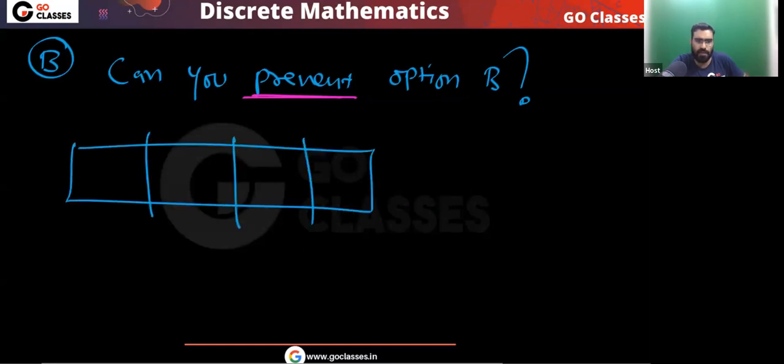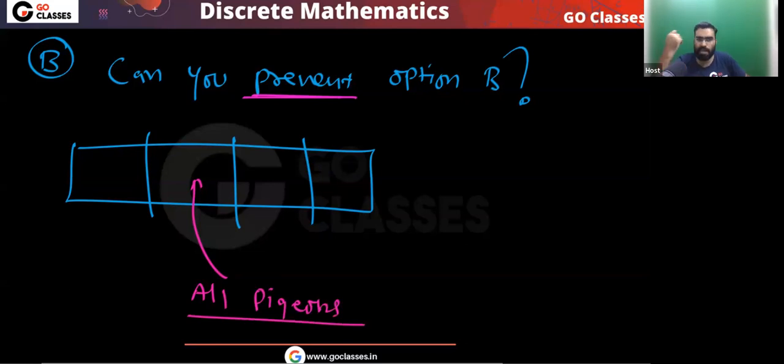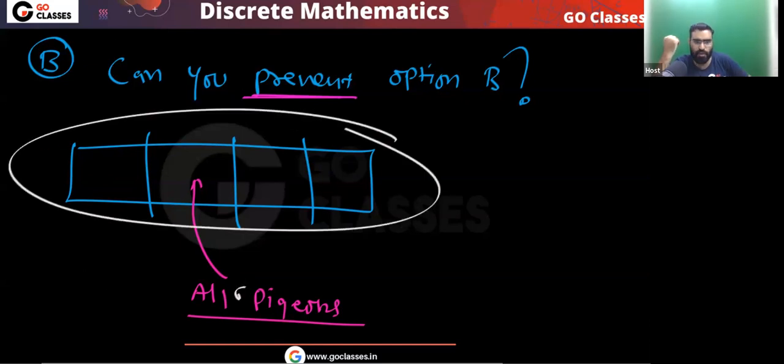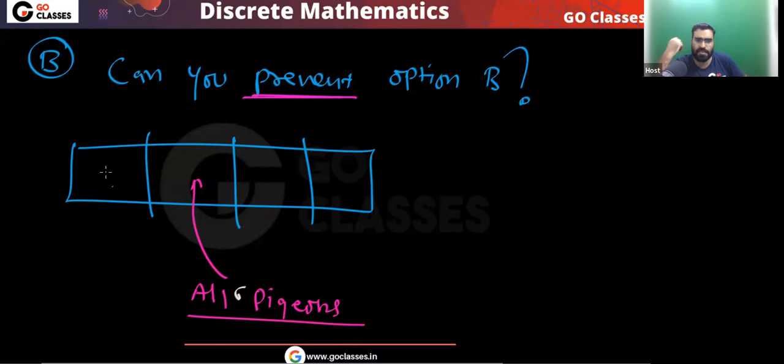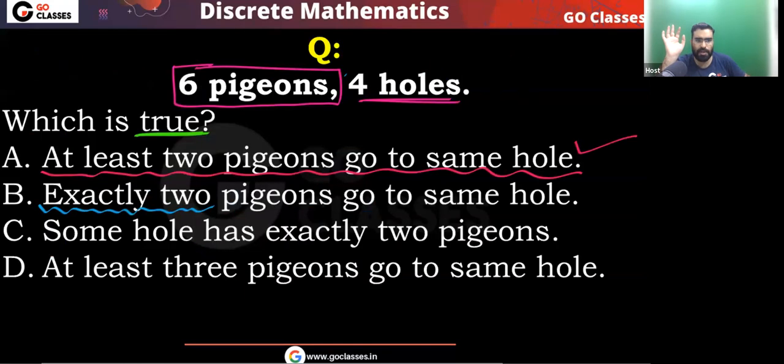There are 4 holes. I can put all the pigeons in one hole. All 6 pigeons I can put here. If I put all 6 pigeons here, is there any hole with exactly 2 pigeons? Not more than 2, not less than 2. So can you prevent option B? The answer is yes, I can prevent option B. So option B is not true.